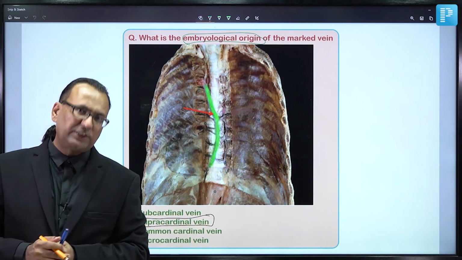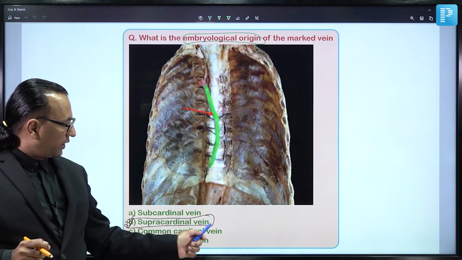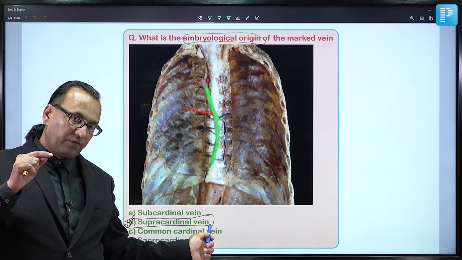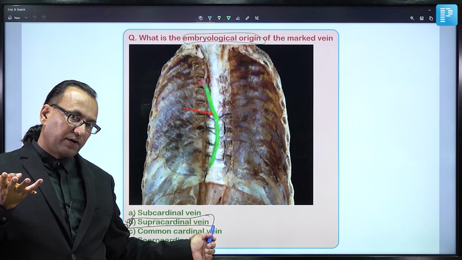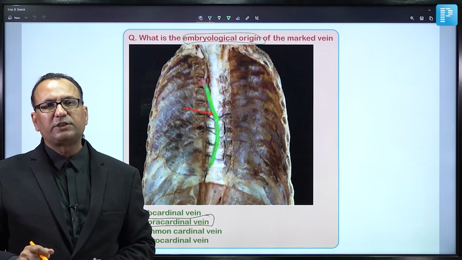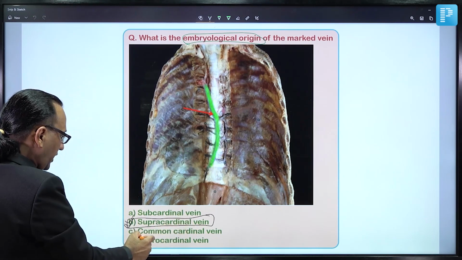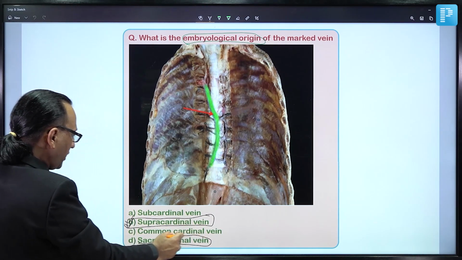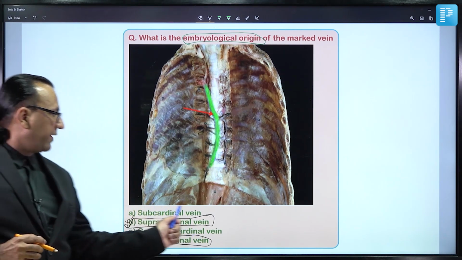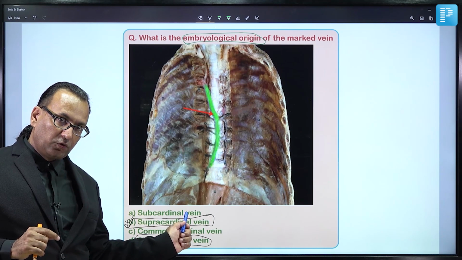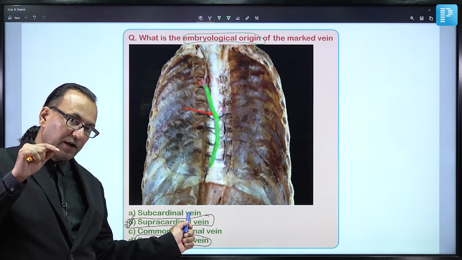Can you tell me which part of inferior vena cava is contributed by the supracardinal vein? It is that part of inferior vena cava which is below the kidney. And what is the initial part of inferior vena cava contributed by? That is the posterior cardinal vein. Some books call it the sacrocardinal vein. So, this sacrocardinal vein contributes to the initial portion of inferior vena cava. What about the subcardinal vein? The subcardinal vein contributes to gonadal vein, renal vein, and the renal segment of inferior vena cava.